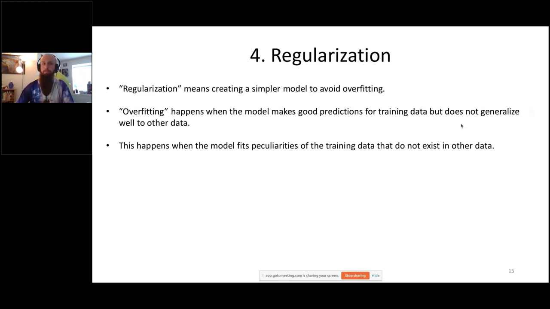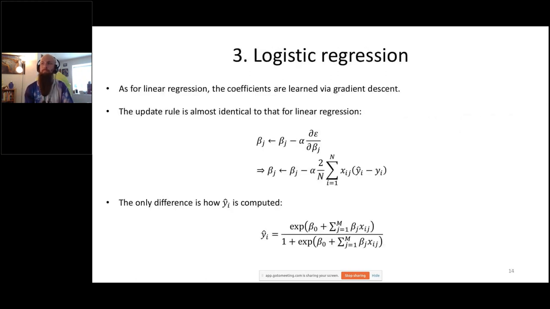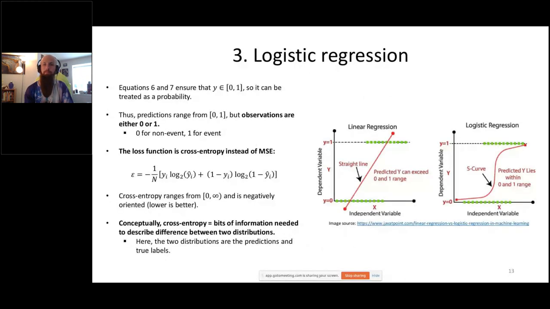Hey, Ryan, I have a question, too. Could you go back one slide? Make sure I... one more, please. I'm sorry. Trying to find the right one. Bingo. Okay, so on this one, the first sentence there, these equations ensure that y is between 0 and 1, so it can be treated as a probability.